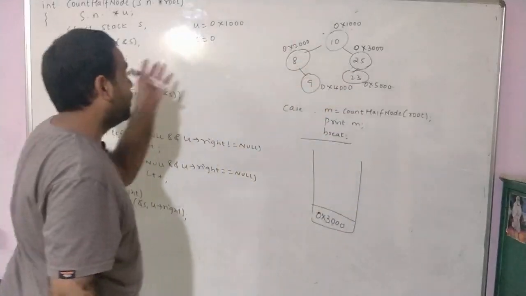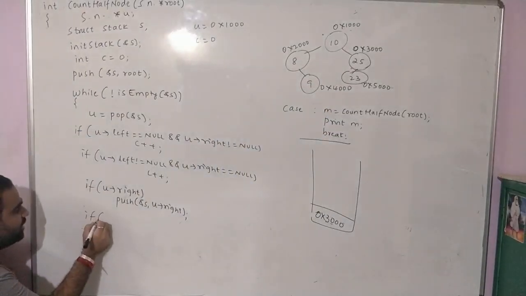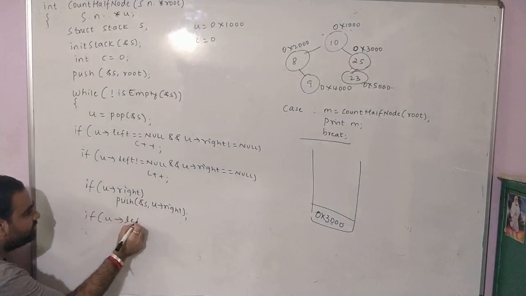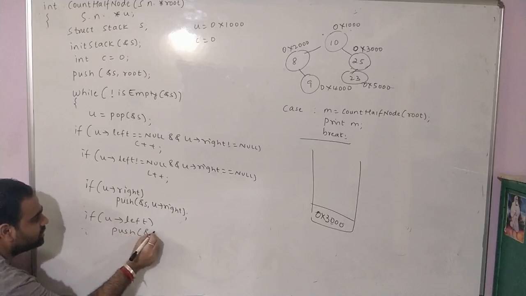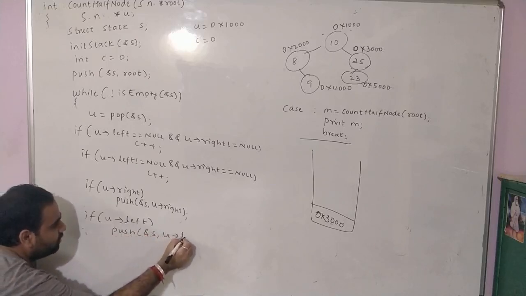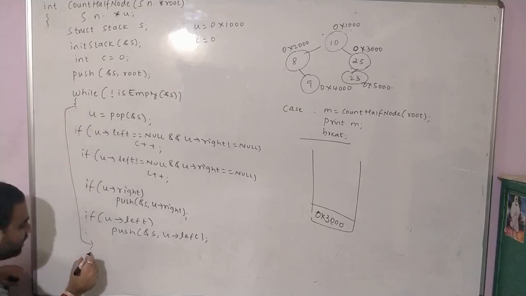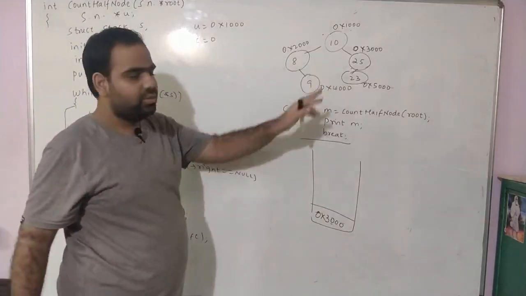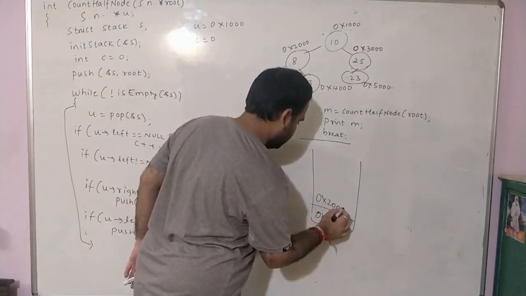Next you check if 1000 arrow left is not equal to null. Therefore how do we write it? We say if u arrow left is not equal to null, push in the stack. What do we push? We push u arrow left. Now what is u? 1000 arrow left is 2000, not equal to null, yes. You push 2000 onto the stack.